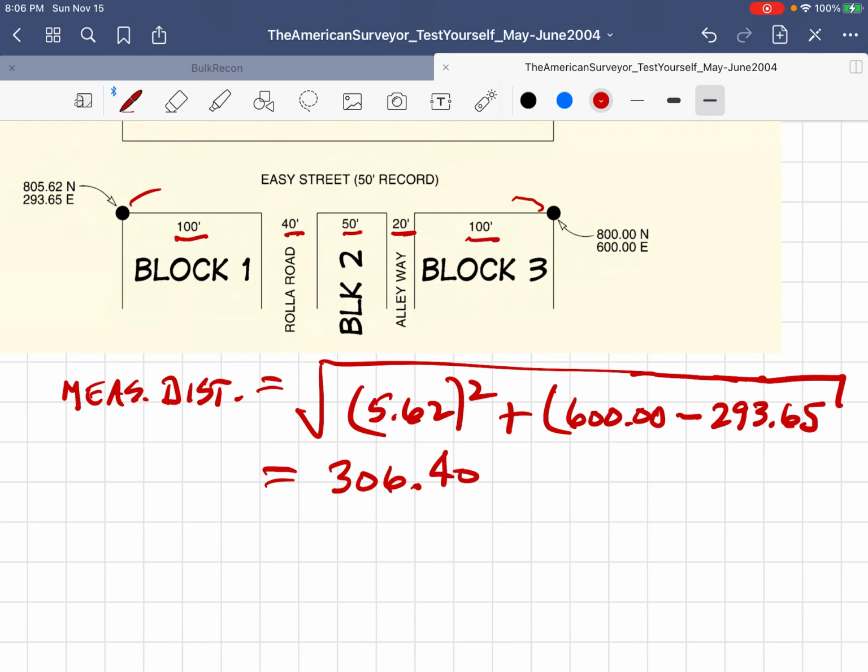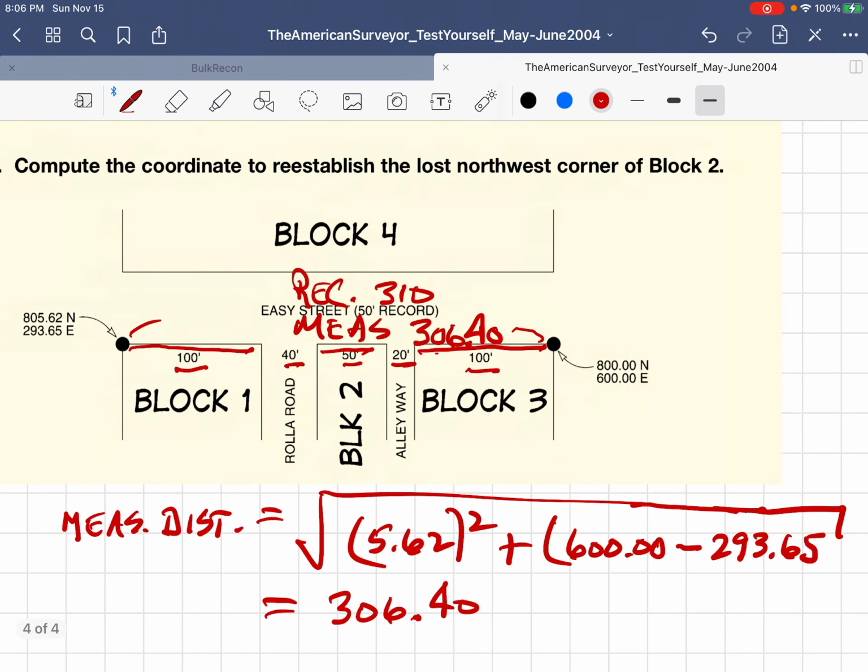Okay. So I just added up these numbers and we have a record distance here of 310, and a measured distance of 306.40. So there's a deficiency here. We've measured a shorter distance than the record. Now the idea is we cannot proportion the rights of way. So the one they asked us for, I believe, is to reestablish the northwest corner of block 2. So that's this point right here.